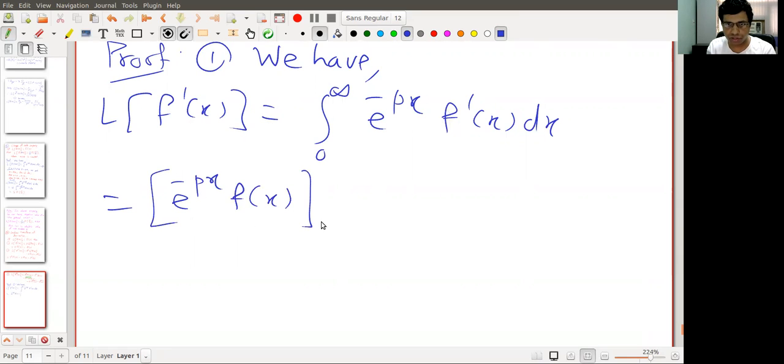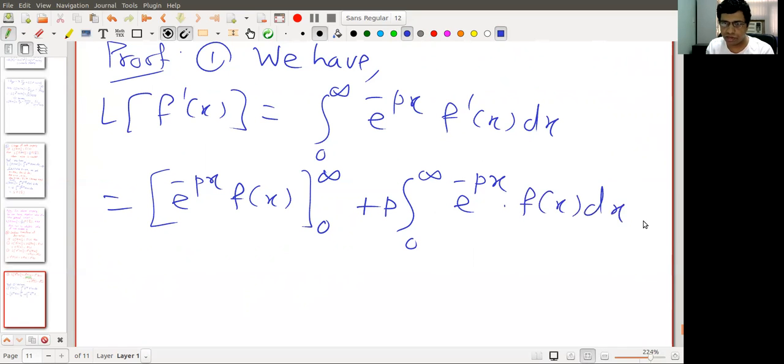Limits are 0, infinity, minus integral of the derivative of the first, e raised to minus px into the derivative of minus px, it is minus p. Okay, so this becomes plus, into the integral of f dash, it is f, dx. Now the upper limit infinity. Here it will be limit as x tends to infinity e raised to minus px f of x. Okay, so e raised to minus px will tend to 0, but we don't know about f. So we need to assume that this product is tending to 0.